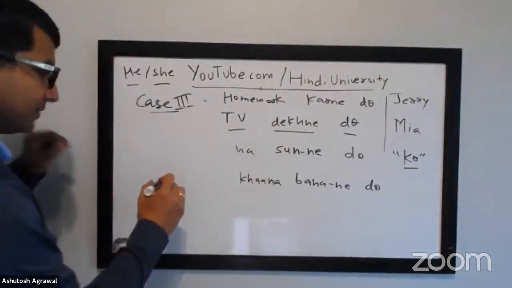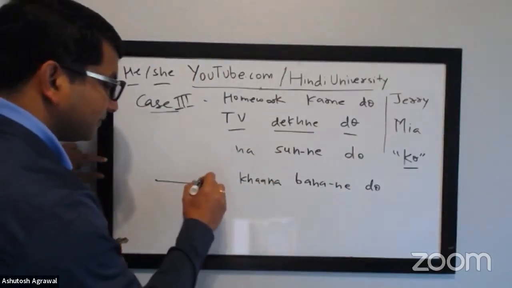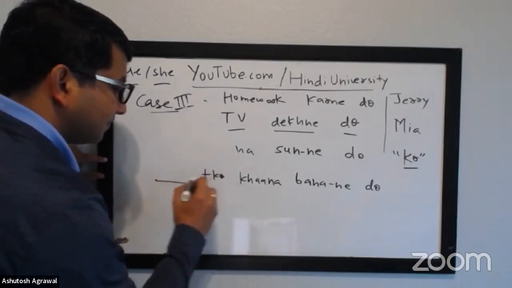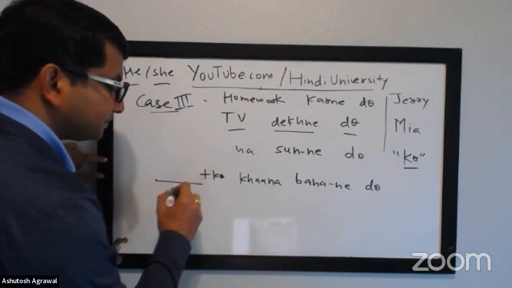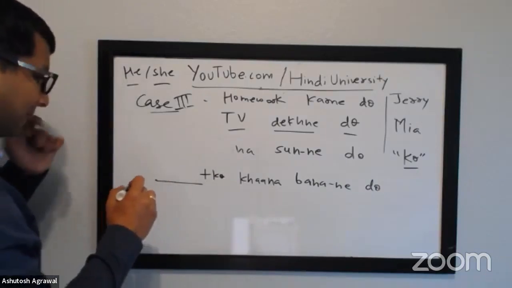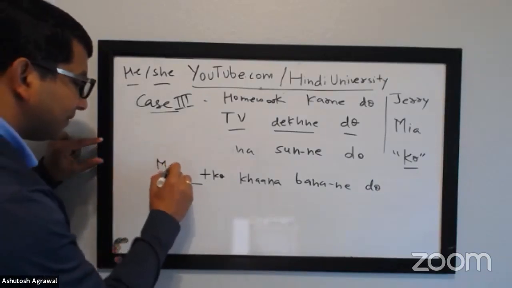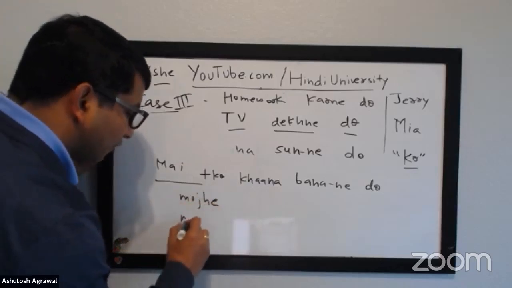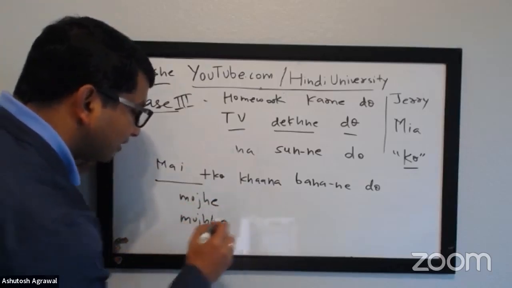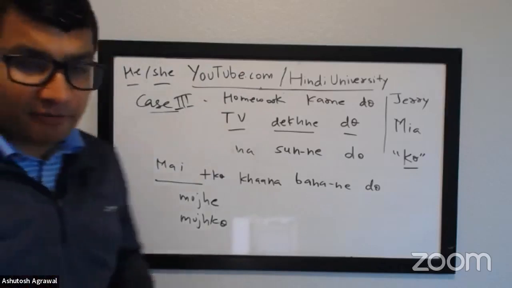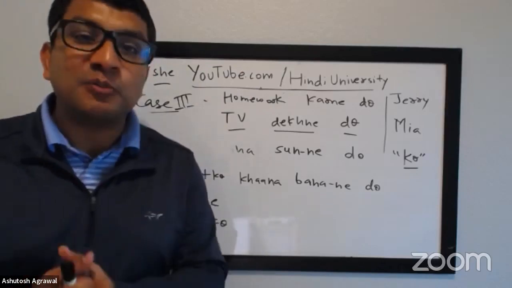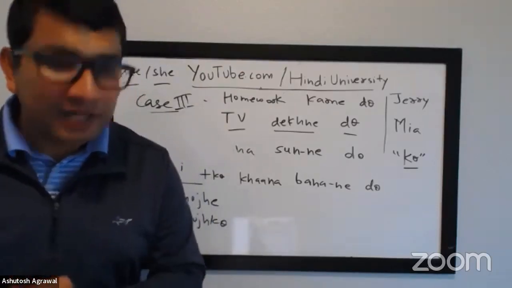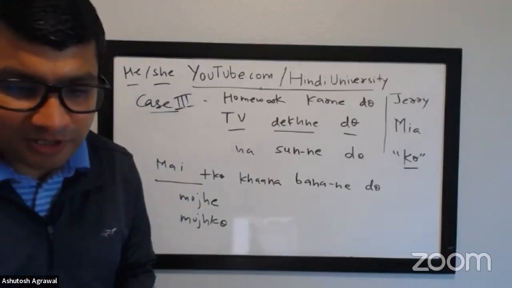Who would you let cook? Mujhe. Very good. So you can say मैं plus को, which is मुझे खाना बनाने दो. और मुझको खाना बनाने दो. Let me cook. You can also say, let your mom cook. माँ को खाना बनाने दो. Let our mom cook.